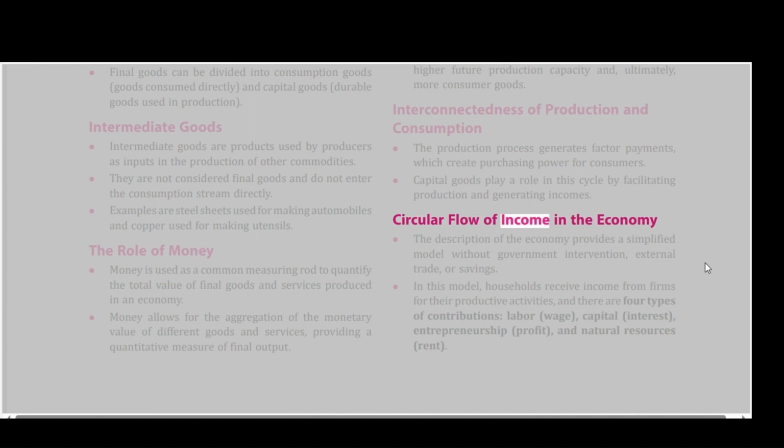Circular flow of income in the economy. The description of the economy provides a simplified model without government intervention, external trade, or savings. In this model, households receive income from firms for their productive activities, and there are four types of contributions: labor, wage; capital, interest; entrepreneurship, profit; and natural resources, rent.